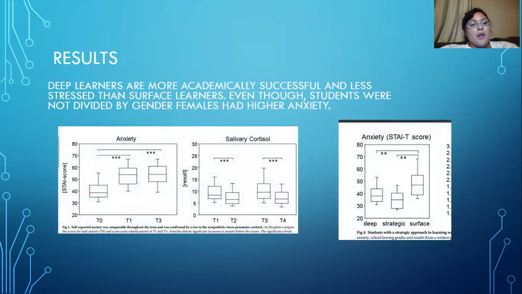The results. The results were that deep learners are more academically successful and less stressed than surface learners. Even though students were not divided by gender, females had a higher anxiety. So over here is the table that was provided by the article, and here it showed the results.